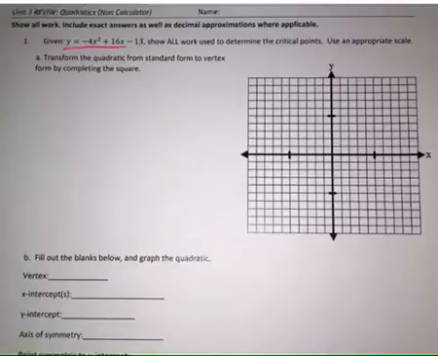It says, given this, show all the work used to determine the critical points. So the critical points are basically where you have usually x-intercepts, or where it's undefined. It's typically what they mean. Or vertex. In this case, they want the vertex, the y-intercepts, x-intercept. Use an appropriate scale. Transform the quadratic from standard to vertex by completing the square. So let's do that first.